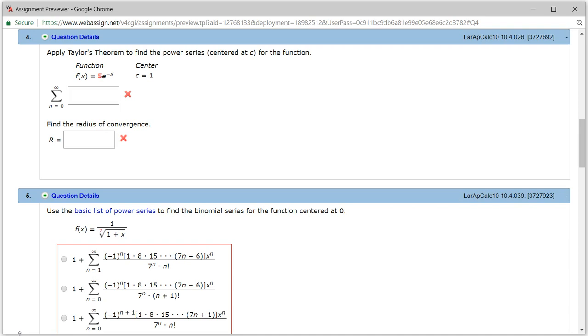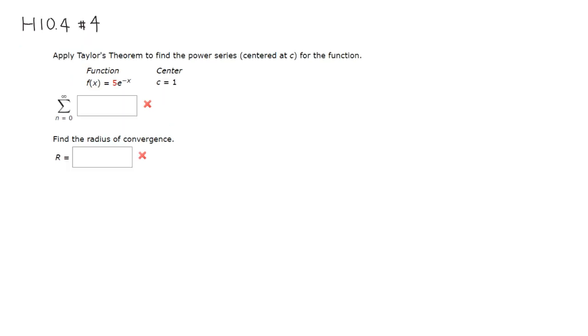Alright, let's look at homework 10.4, problem number 4. Let's apply Taylor's theorem to find the power series. So we're going to take a bunch of derivatives.